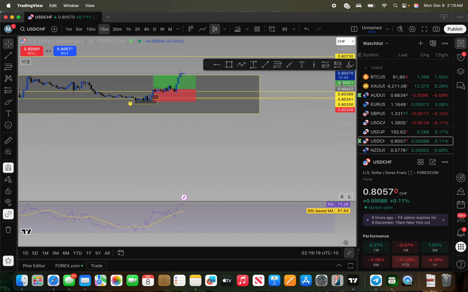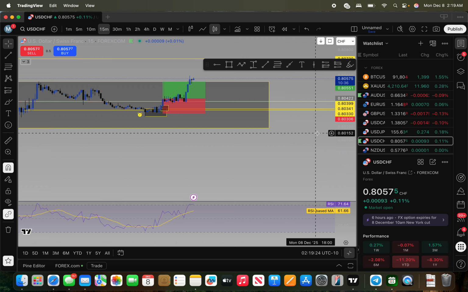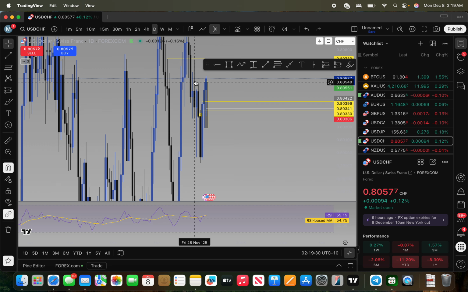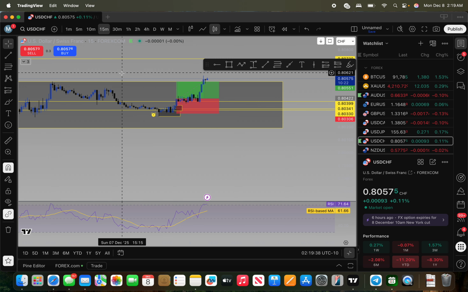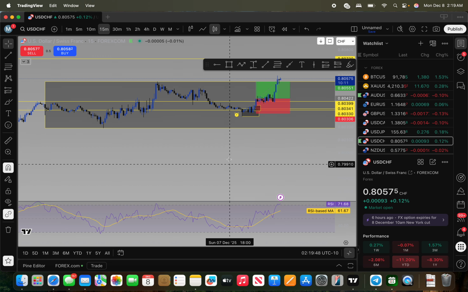So this is the trade. I think it's still gonna push up all the way past over here, but we got our profit today because the draw on liquidity was over here. I'm gonna break it down, but first let me tell you the strategy.